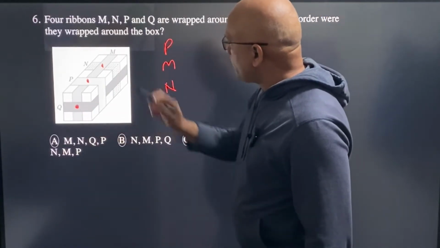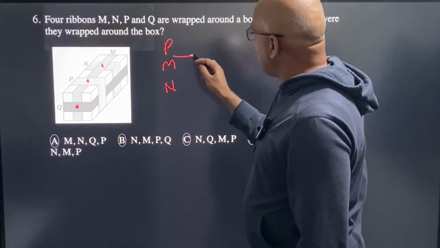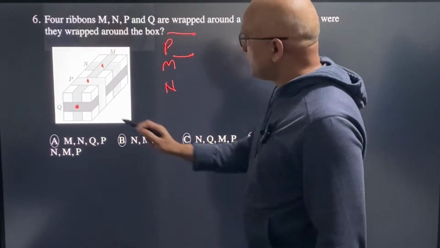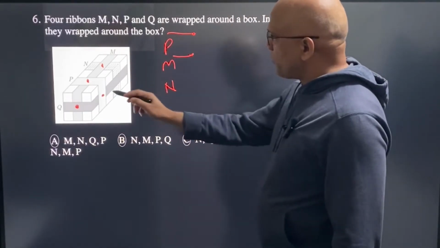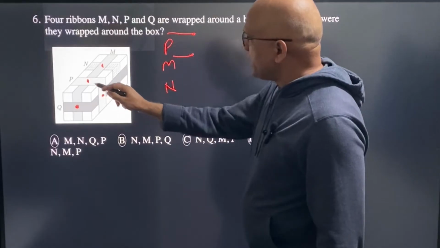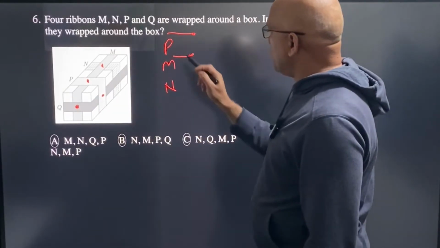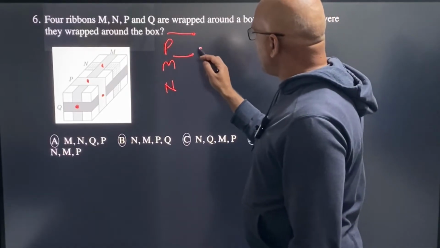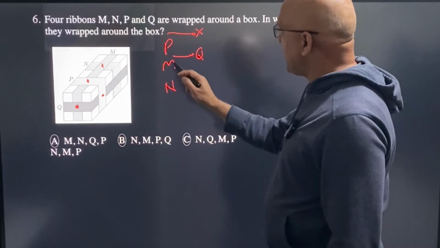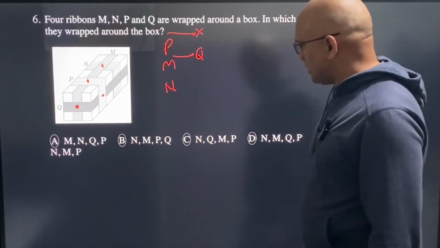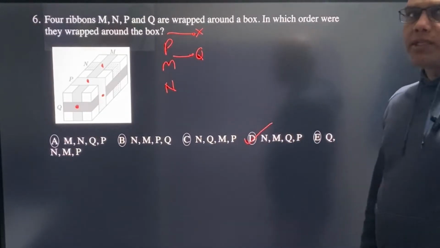Now let's take a look at this point. q is on top of m, so q can be here or here. And then let's take a look at this point here, because we want to find out how q is with respect to p. So here p is on top of q, so q must be here, it cannot be here. So the order is n m q p. B is the correct choice.